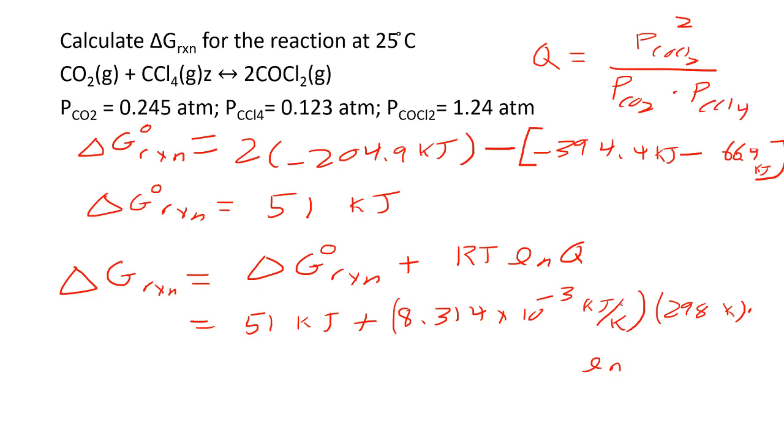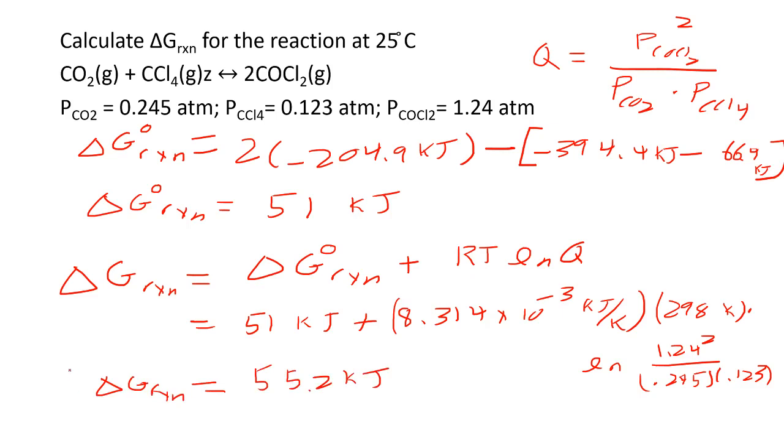So I've got to look up those values, which were given to me. On top I have 1.24 squared divided by 0.245 times 0.123. Now I'm going to plug all these values into my calculator, and I get a delta G reaction equal to 55.2 kilojoules. So this would be the answer.